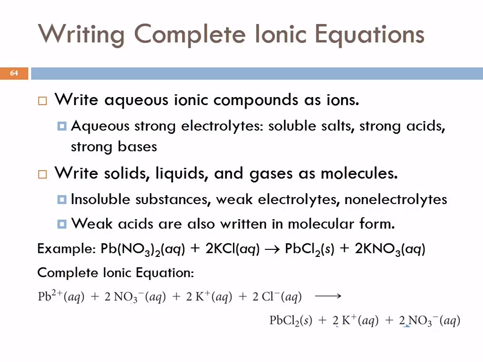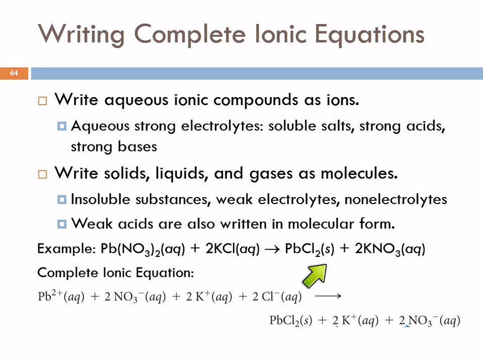So here's an example of lead nitrate and potassium chloride. Lead nitrate is a soluble ionic compound, and so we separate it into ions and write them separately, lead 2+ and 2 nitrate ions. And KCl is a soluble ionic compound. We write K+ aqueous, and Cl- aqueous. The 2's here come because there are 2 units of KCl in this equation.